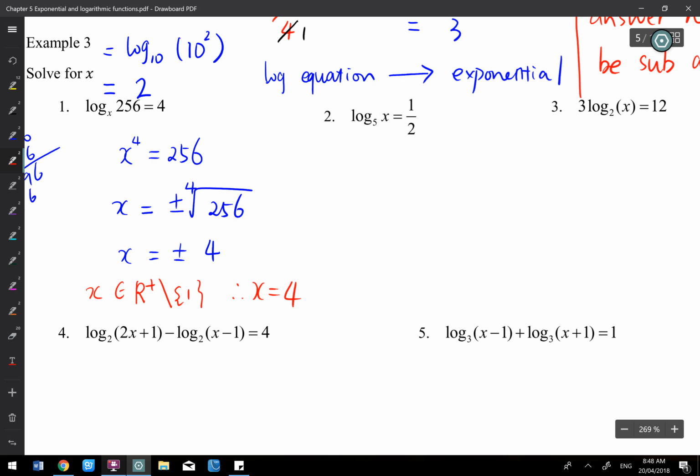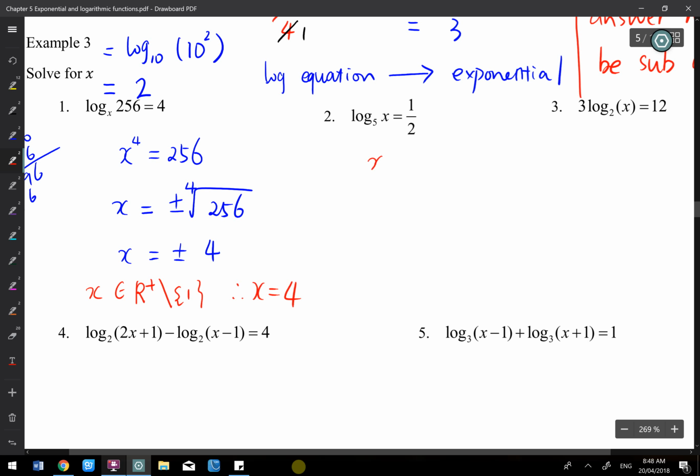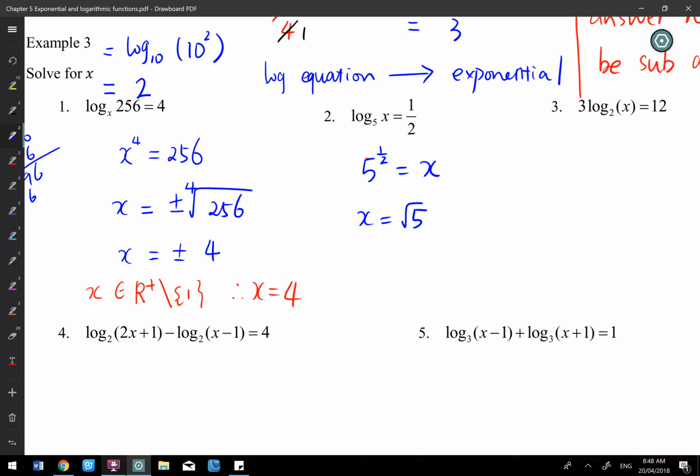Okay, that's this one. The next one is x equals 5 to the power half, so x is root 5. This one is nice and easy. We don't have multiple answers, and also root 5 is a positive number, so it's satisfied.